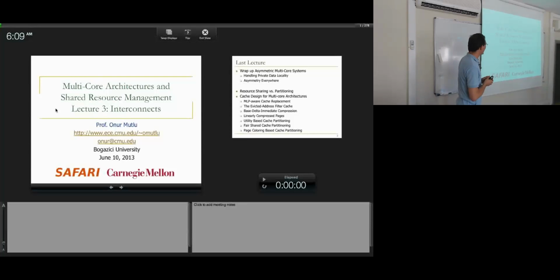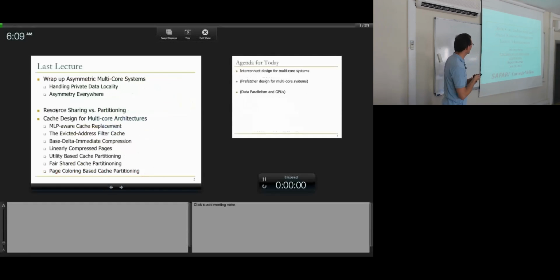This is another big area, interconnects. People have been fascinated with it. But there are a lot of interesting things that are happening right now on interconnects on chip that are changing how we design interconnects. So this should be fun.